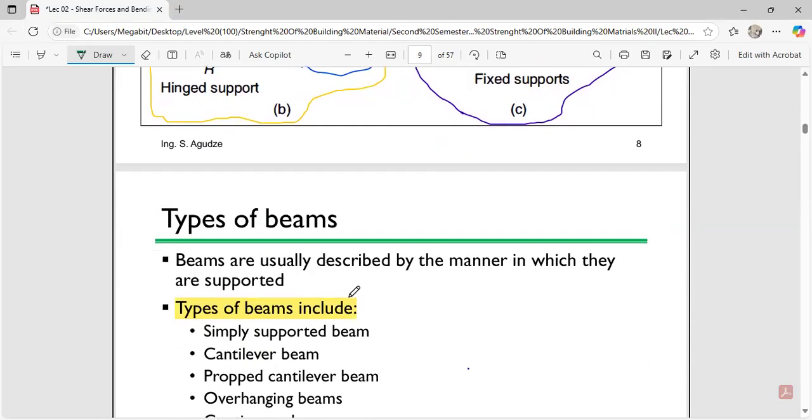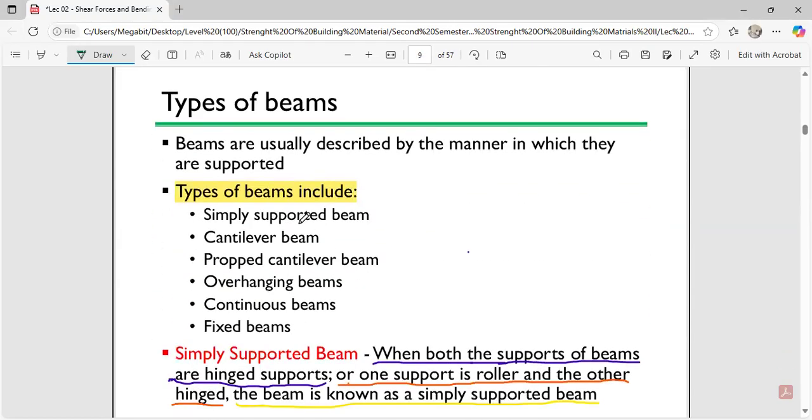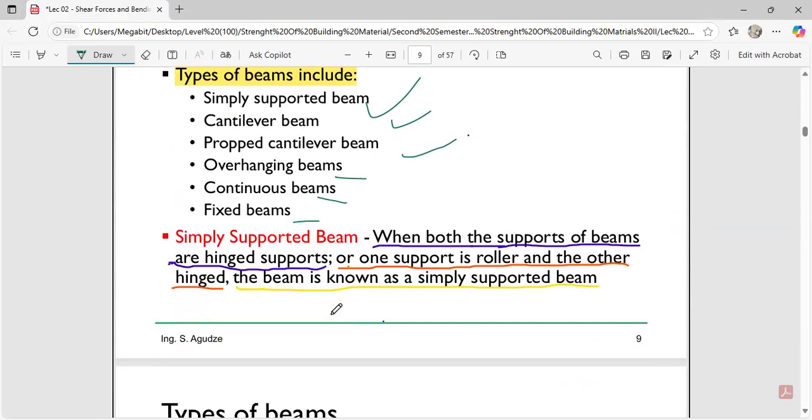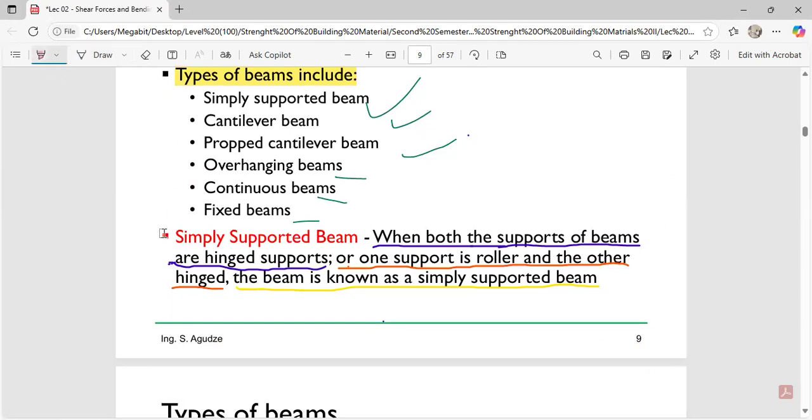Thank you. So let's come to the types of beams we have. Basically, you have a simply supported beam, a cantilever beam, a propped cantilever beam, overhanging beams, continuous beams, and the fixed beam. Let's put a little emphasis on the simply supported beam.